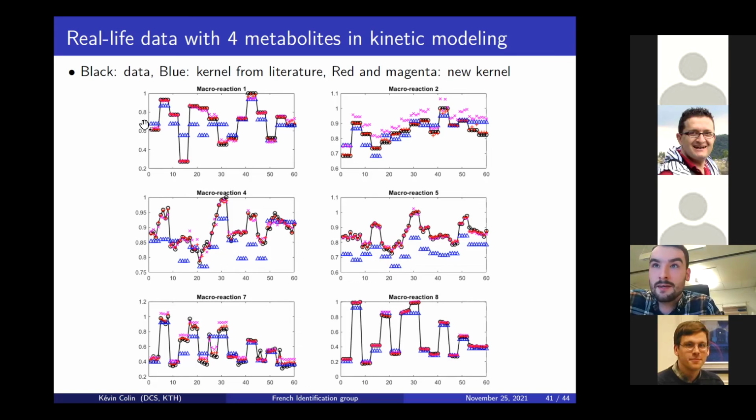So basically here in black, you have the data. In blue, it's the posterior mean we obtain from the kernel in the literature. In red and magenta is the new kernel. The difference between red and magenta is that red is the model obtained by doing combinatorial optimization of the hyperparameters and then brute force optimization, while the magenta data cross you can see here is obtained only by performing the brute force optimization of the hyperparameters.